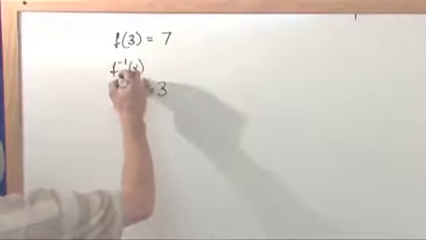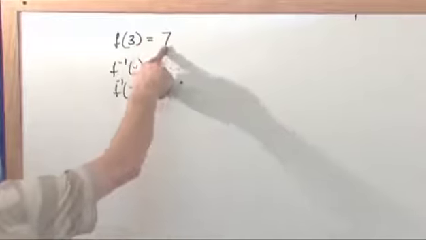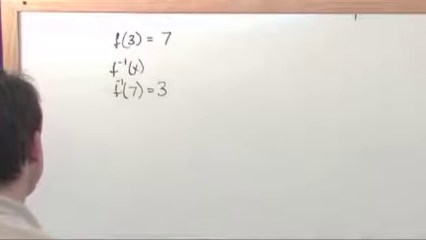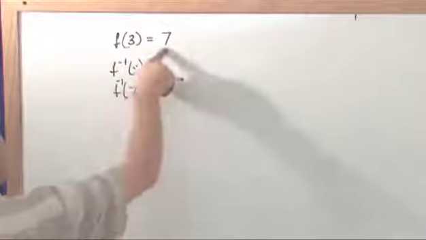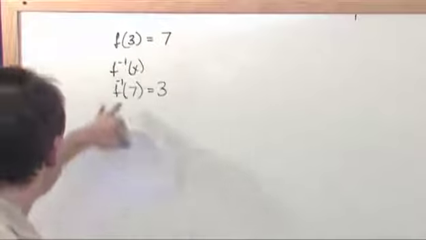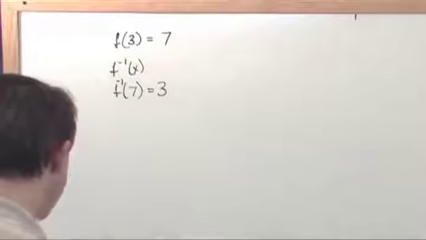If you have a function so that when you plug in 3 you get 7, then you can almost always define an inverse so that if you plug in 7 you get 3. So this is a different function. It will look different, but it's related to the original function. I'll show you how to find that in a minute.